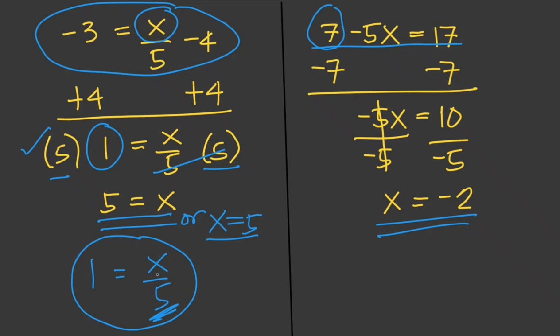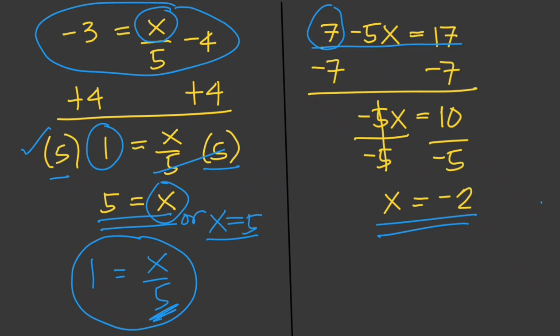Since the coefficient of x is 1 over 5, then we need to multiply both sides of the equation by 5 to get rid of the 1 over 5. So x over 5 times 5 is just x. Then 5 times 1 is just 5. So our x is equal to 5.